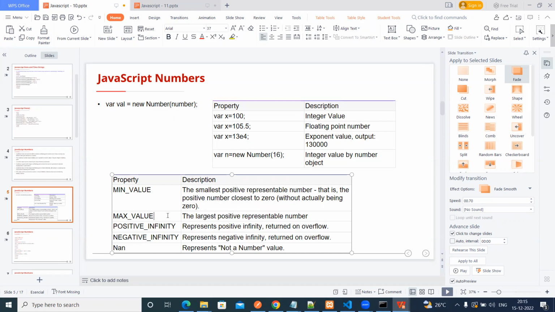So what is the largest number? That is the maximum number. Then we have positive infinity and negative infinity. They represent the positive infinity and negative infinity returned on overflow. Okay, so there is no limit. So infinity keeps on going, right? NaN means not a number.